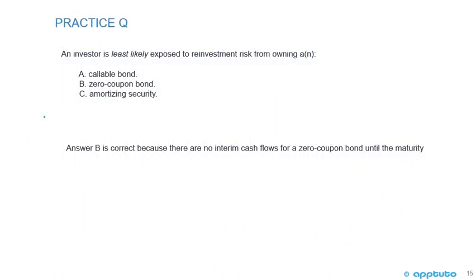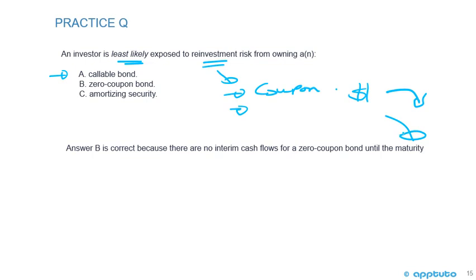Okay, this question should be fairly easy. It says least likely exposed to reinvestment risk. What is reinvestment risk? It means that I get a coupon payment, or my bond is called by the issuer, and suddenly I have some cash that I need to reinvest, but interest rates have gone down. Okay, now clearly that can happen.